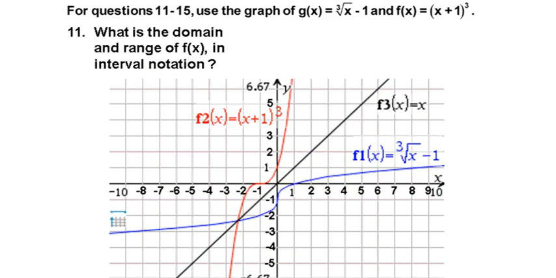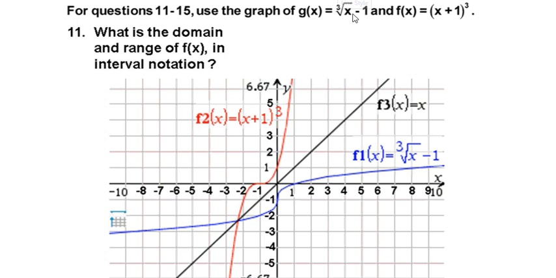Now we have this set for questions 11 through 15, use the graph of g of x equals cube root of x minus 1, and f of x equals the quantity x plus 1 cubed. So we have both of these, and we're looking at the one in red, which looks like a cubic function, and the blue one here looks like a cube root function. What is the domain and range in interval notation?